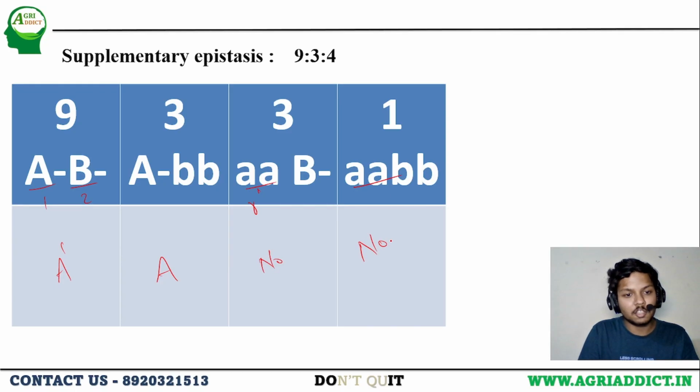Now we can get this as A dash as 9, A as 3, and none as 3 plus 1, which is equal to 4. Like this, we will get 9:3:4.